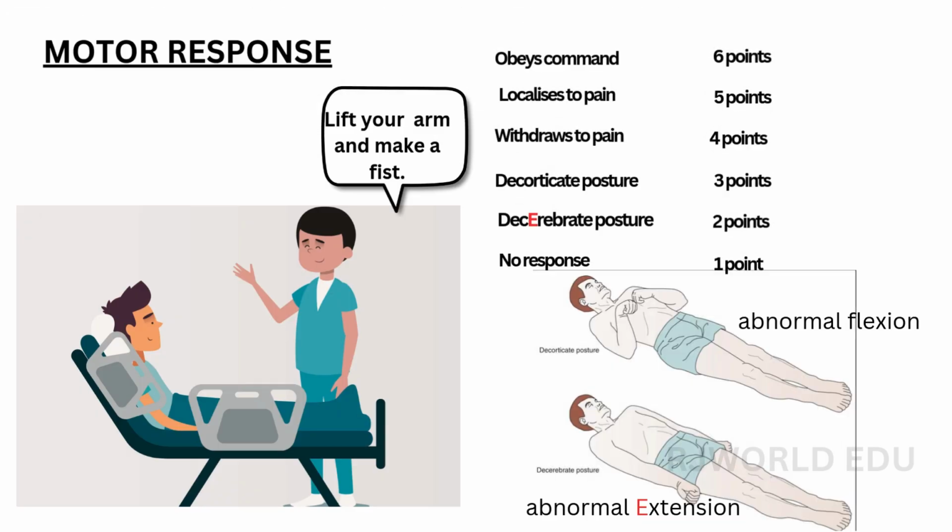Motor response. Ask the patient to lift an arm and make a fist. If the patient obeys commands, 6 points. Localizes to pain, 5 points. Withdraws to pain, 4 points. Decorticate or abnormal flexion, 3 points. Decerebrate or abnormal extension, 2 points. No response, 1 point.